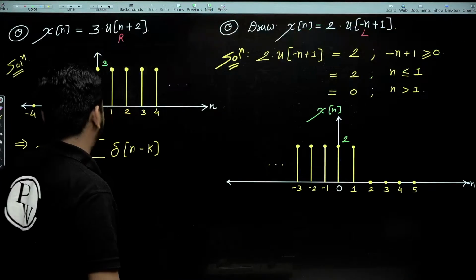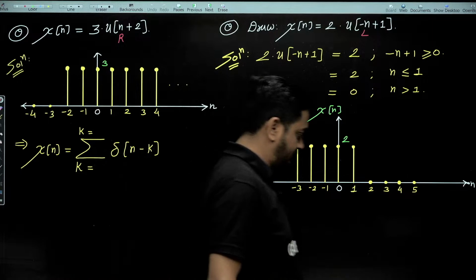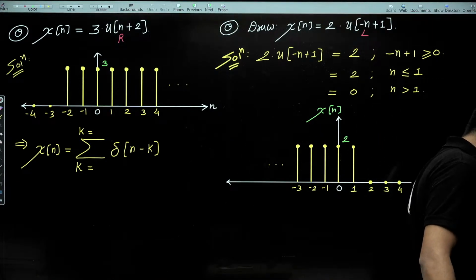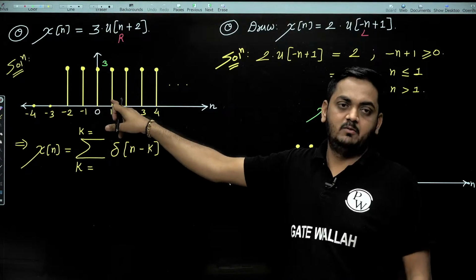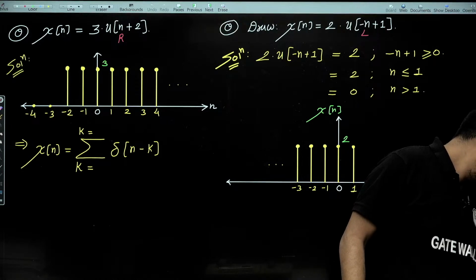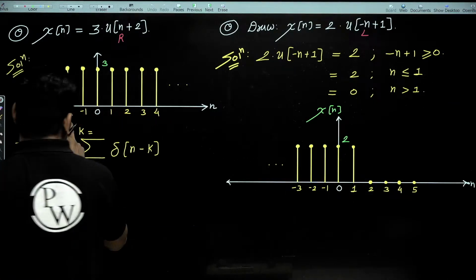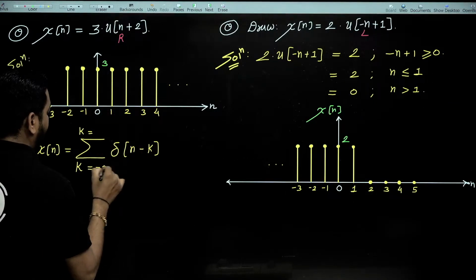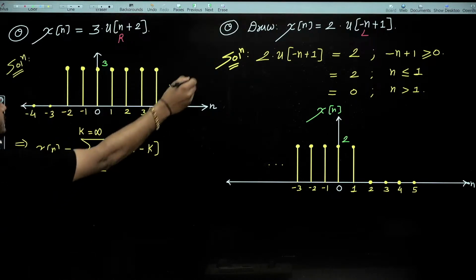Then tell me, for this signal, k is starting from what? Del n minus k is fixed. I am talking about this signal. Yes, it is starting from -2 to plus infinite, guys. Starting from -2 and going towards plus infinite. Are you getting?